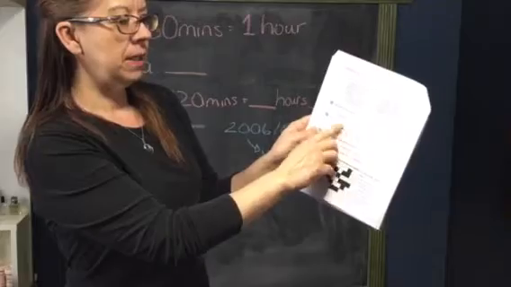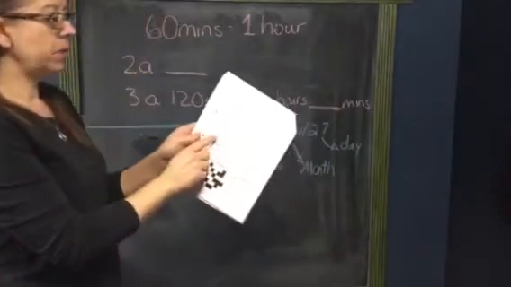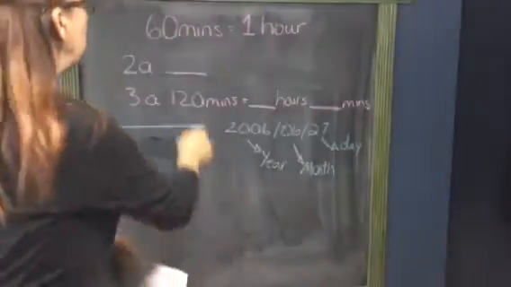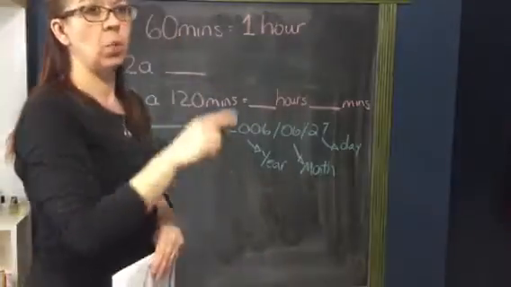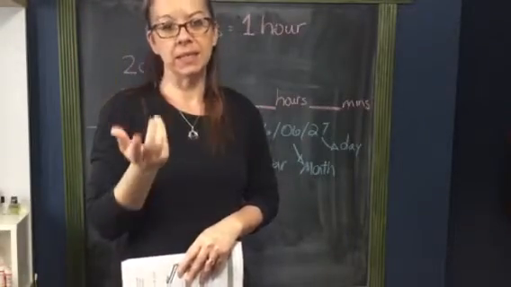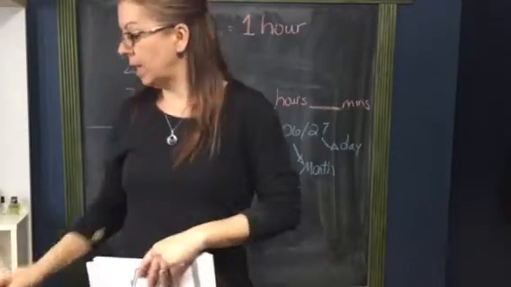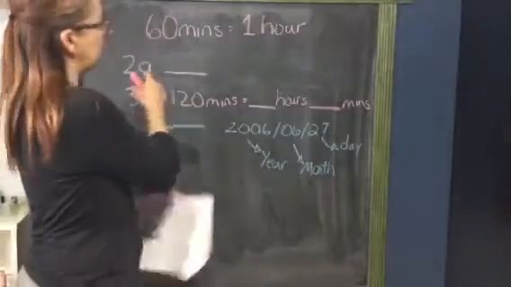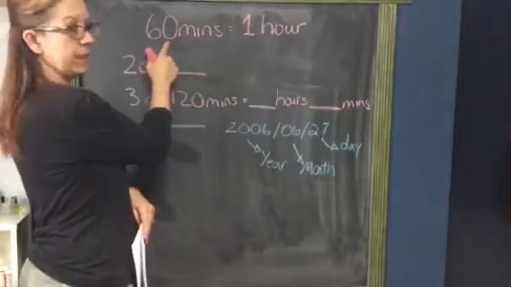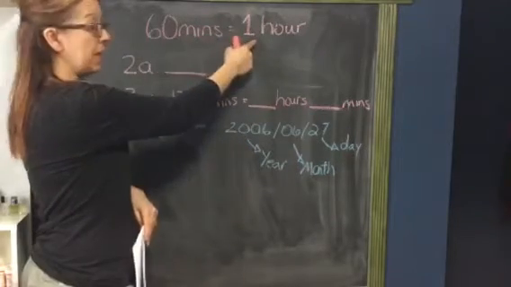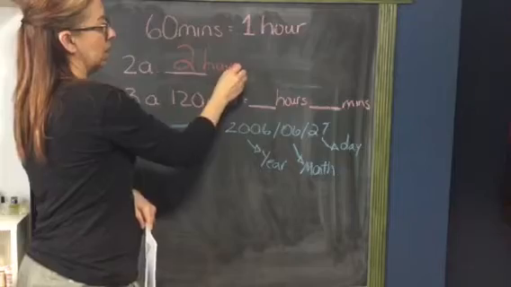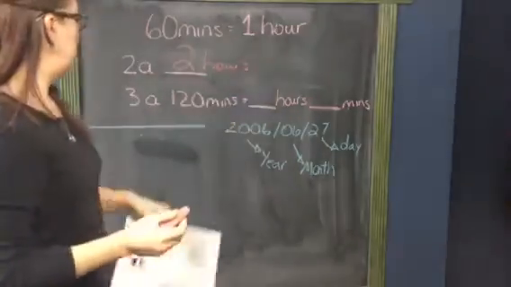Question number 2 says calculate the number of hours in 120 minutes. For question A, how many hours? I know that 60 minutes is 1 hour. If my clock goes all the way around, 60 minutes, that's 1 full hour. So if the question is how many hours are there in 120 minutes, I'm going to double that. My answer here would be 2 hours.